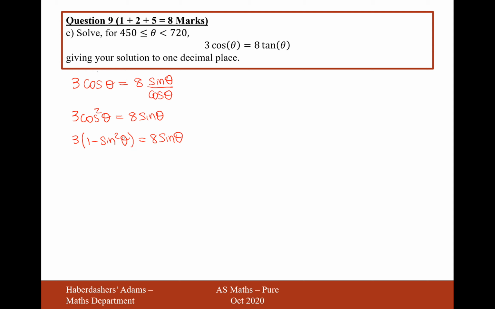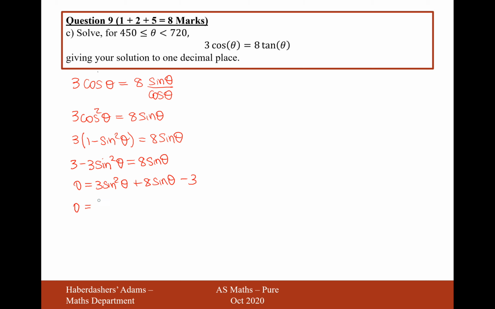Now I've got an equation just with sine in it, and that's much better. Let's expand the brackets. 3 minus 3 sine squared theta equals 8 sine theta. Let's now move everything onto the right hand side. So I'm going to add 3 sine squared theta. It's also going to be still plus 8 sine theta and then minus 3.